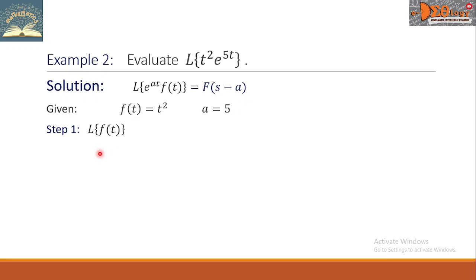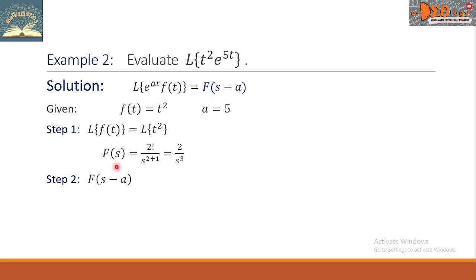Then step 1, evaluate the Laplace transform of f of t. The f of t is t squared, so we have like this. Then we evaluate the corresponding Laplace transform. It will be 2 factorial all over s raised to 2 plus 1. We evaluate this fraction. In the numerator, we have 2 times 1. It becomes 2 over s cubed in the denominator. This is the value of our capital F of s function.